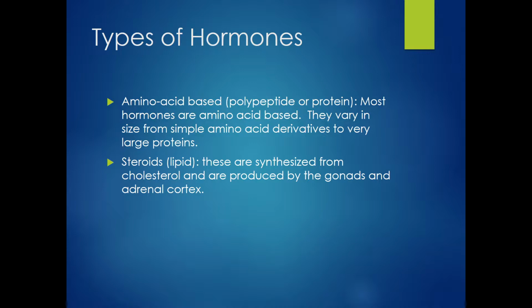And so their modes of action are going to be different, or their signaling capabilities are going to be much different. So steroid hormones are produced by the gonads. So we have testosterone, estrogen, progesterone, and then from the adrenal cortex we have cortisol and aldosterone.